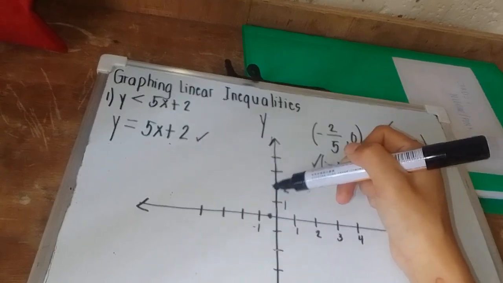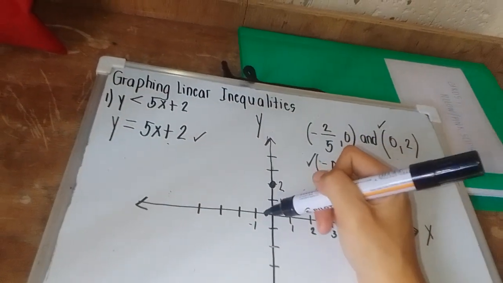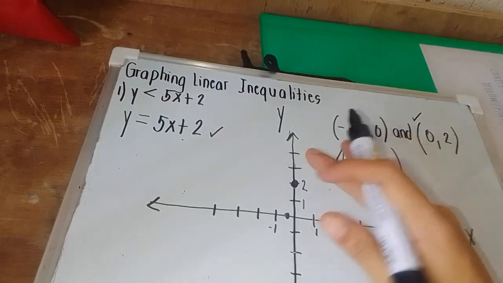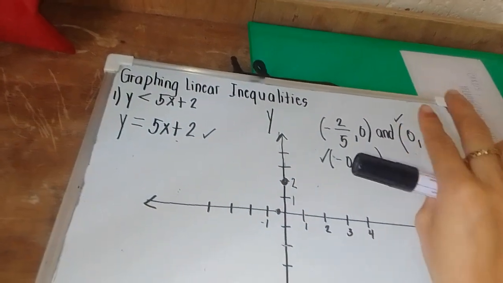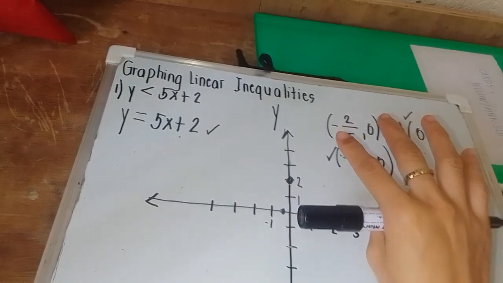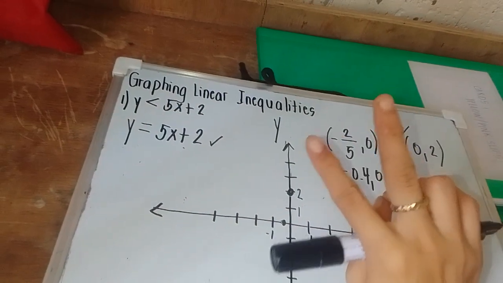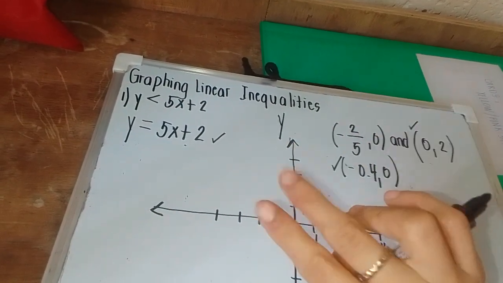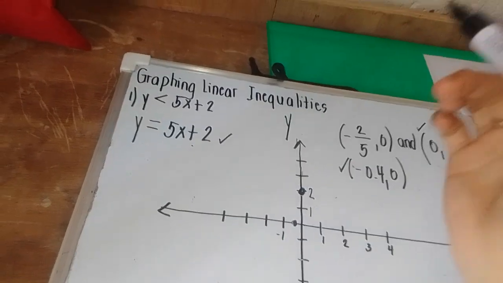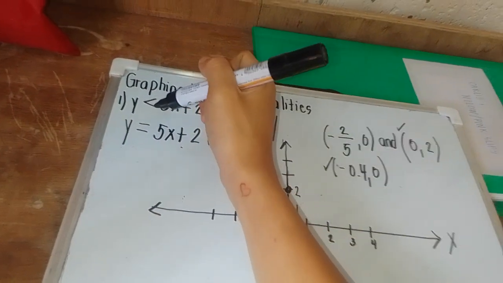So here is your second point, (0, 2). After plotting the 2 points, this is the time to connect the 2 points to create a line graph. Now, in connecting the 2 points, take note that there are 2 cases. Go back to the given linear inequality, and check first the inequality sign or symbol that it uses.